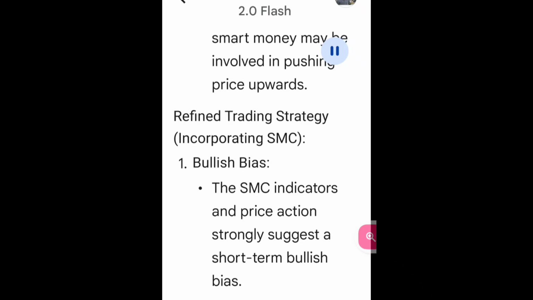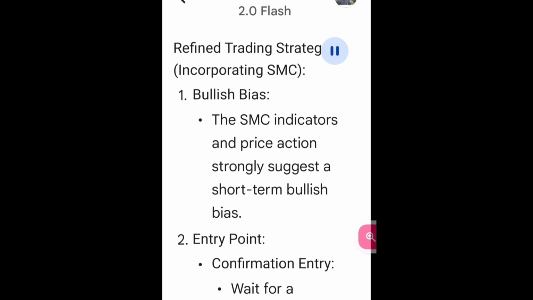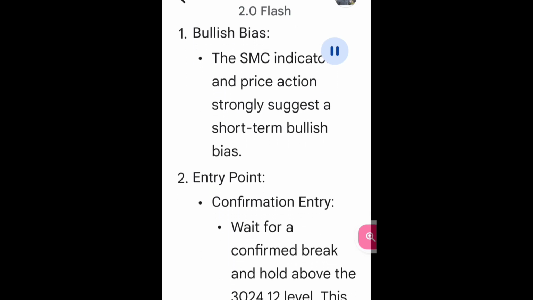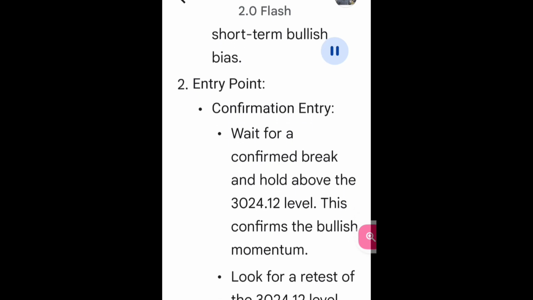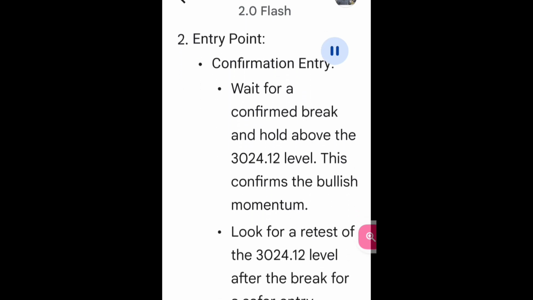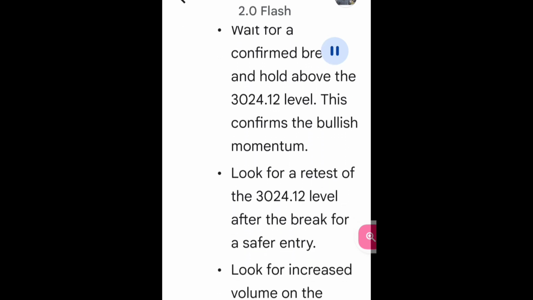Refined trading strategy, incorporating SMC. 1. Bullish bias. The SMC indicators and price actions strongly suggest a short-term bullish bias. 2. Entry point. Confirmation entry. Wait for a confirmed break and hold above the 3,024.12 level. This confirms the bullish momentum.